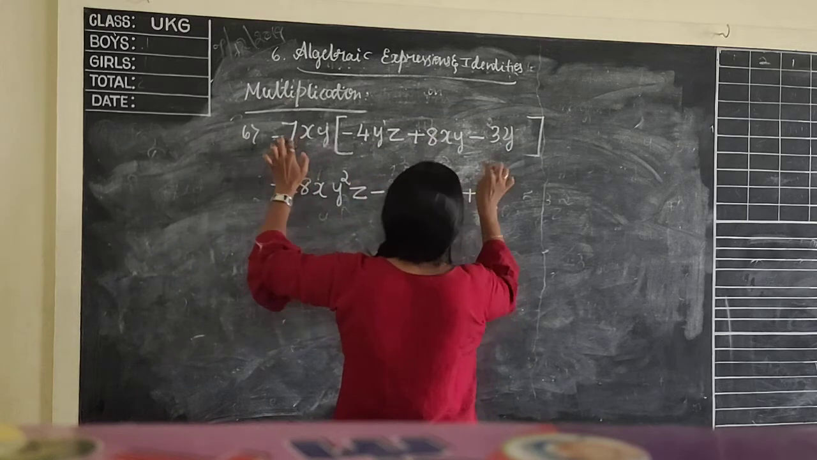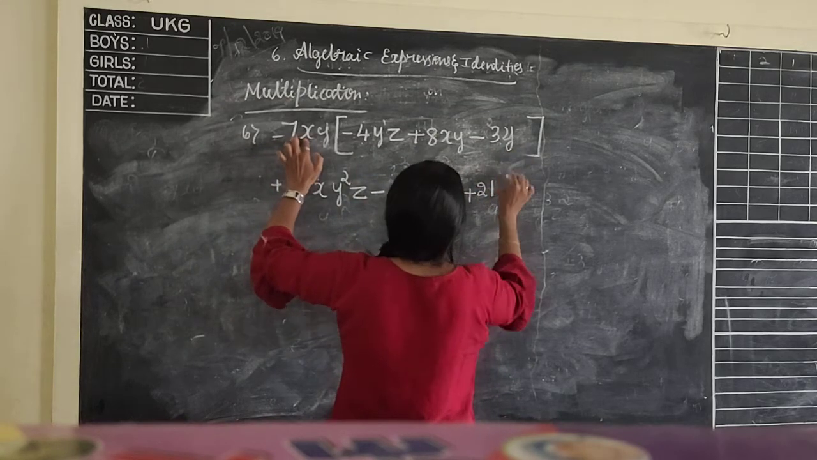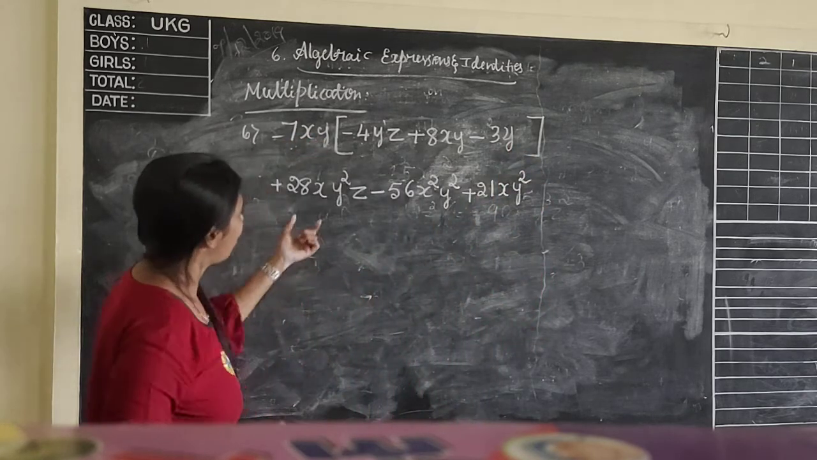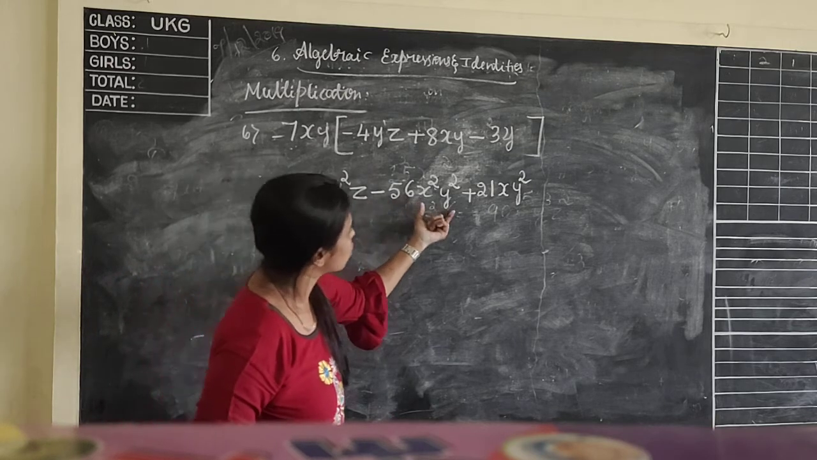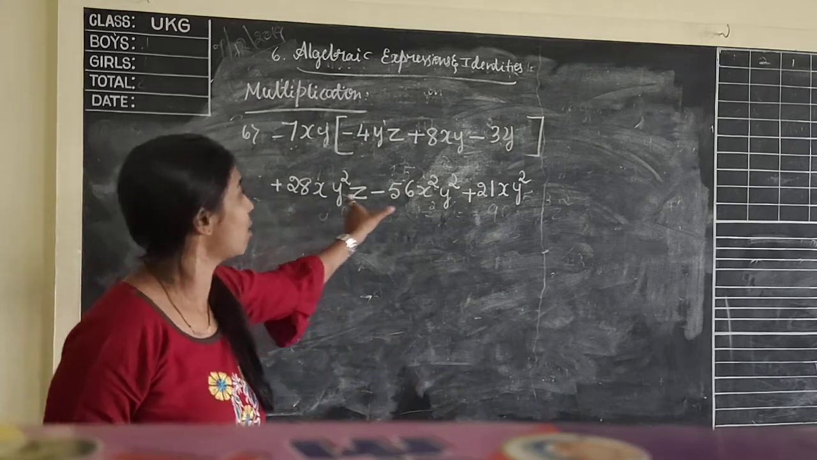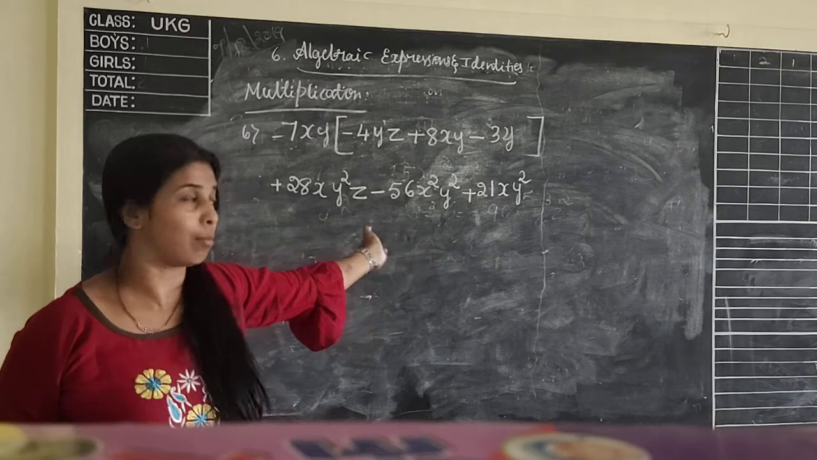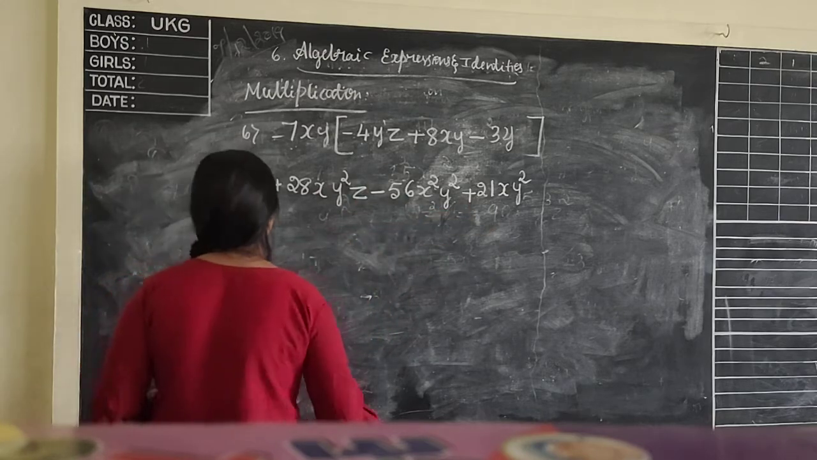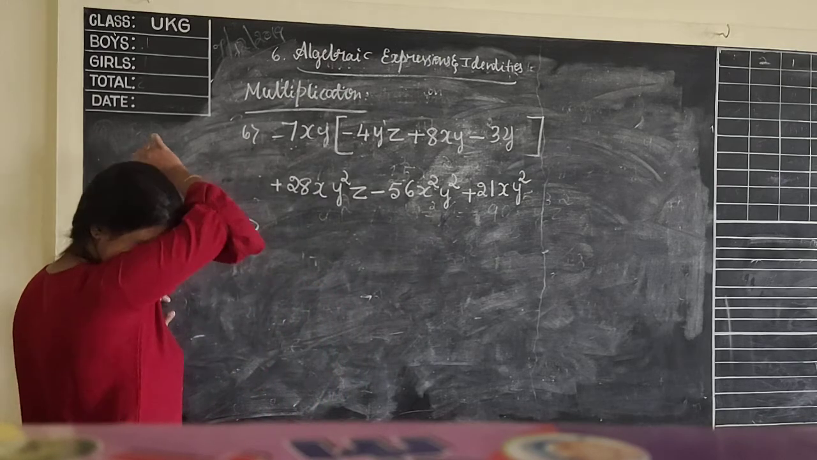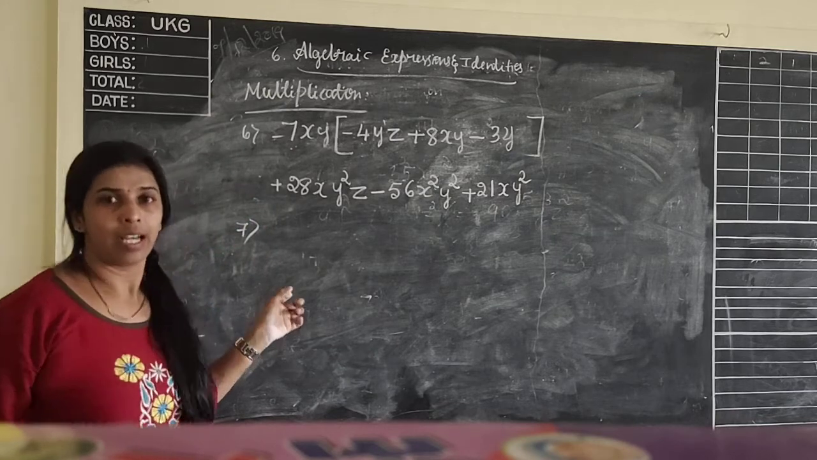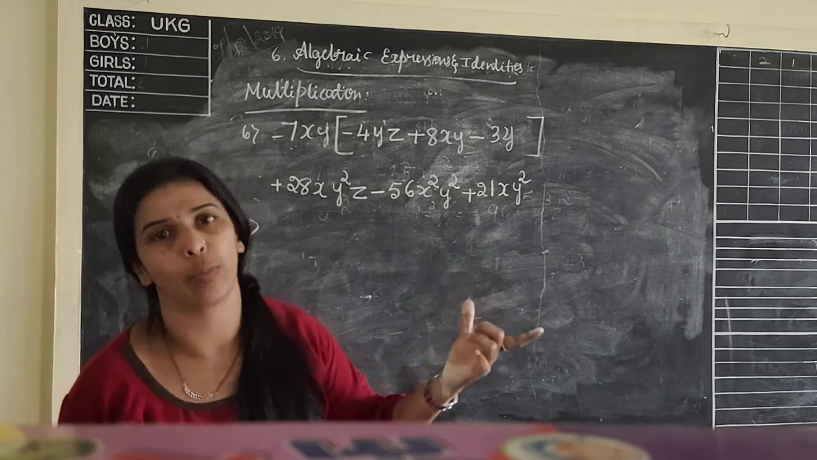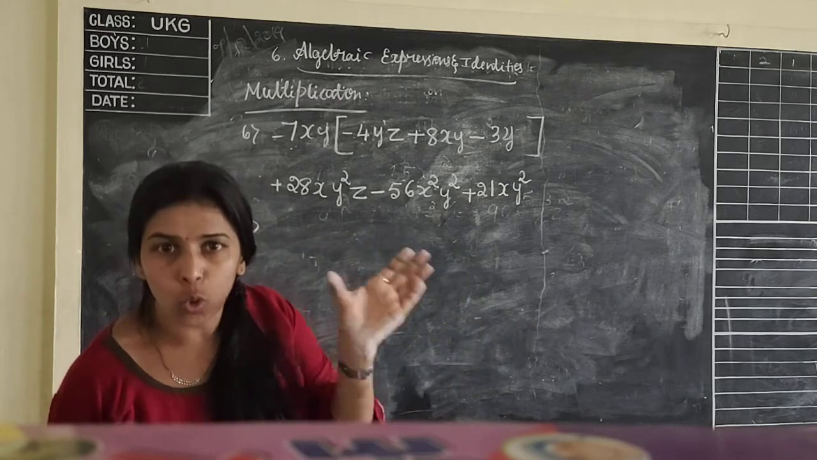Minus. 7 3s are 21, x, y. Now xy square z, x square y, xy square. All are different terms. You cannot add. If any two terms are same, with the coefficients you can add or subtract. But all different means you cannot add. Okay. Understood. Monomial to binomial understood. Monomial to monomial understood. Next, binomial to binomial means two terms to two terms.